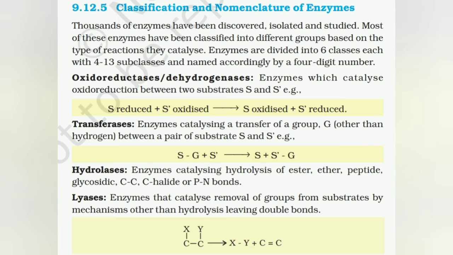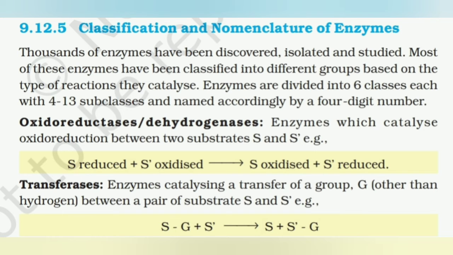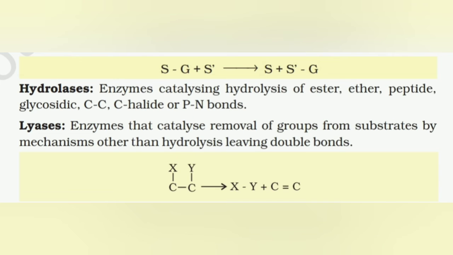First is oxidoreductase, dehydrogenase, enzymes which catalyze oxidation reduction reactions between two substrates, S and S prime. Example: S is reduced and S prime is oxidized, will give S oxidized plus S prime reduced. Second category, transferases, enzyme catalyzing a transfer of group G between a pair of substrate S and S prime. Example: if the G is with S, then G is transferred to S prime.